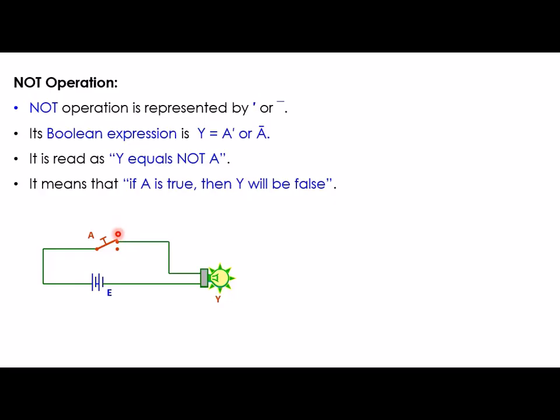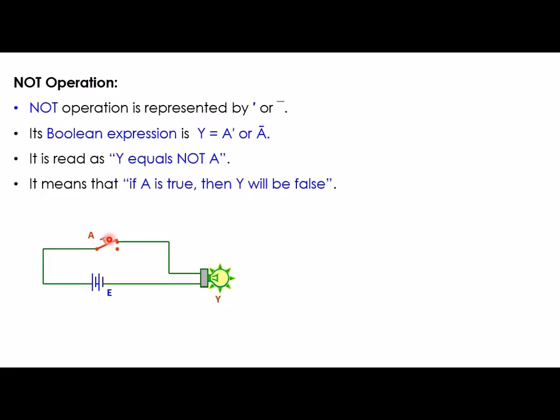Okay. In this circuit, in the first case, this A switch is off. This switch is in off state, right? Then the bulb is glowing. That means Y is in on state. In the second case, now the switch is in on state. This switch is straight. That means it is on state. If the switch is straight, this is on state. If the switch is inclined with an angle, then that is called off state.